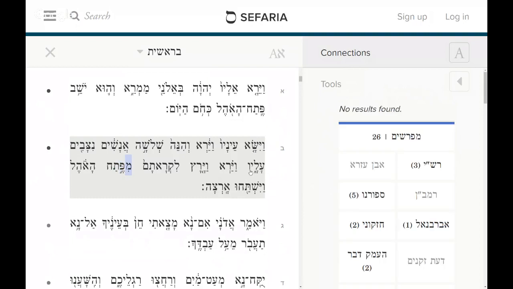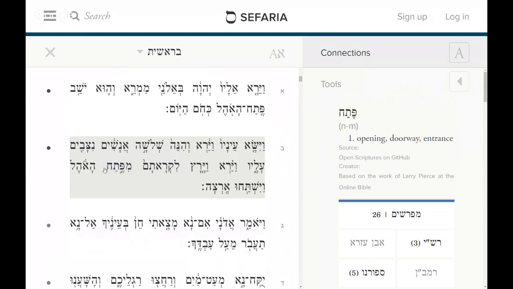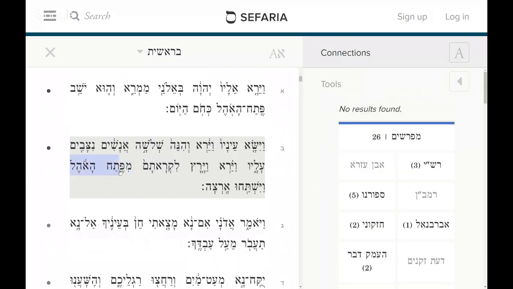So they must have been standing near, but not too near, right? Mi petach. So petach we already established from up here is the opening, and mi means from. And so petach ha'ohel we already talked about is the opening of the tent. So from the opening of the tent.